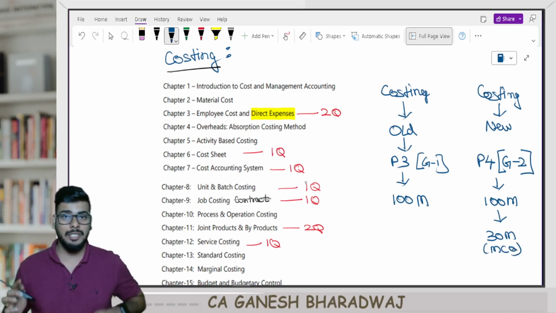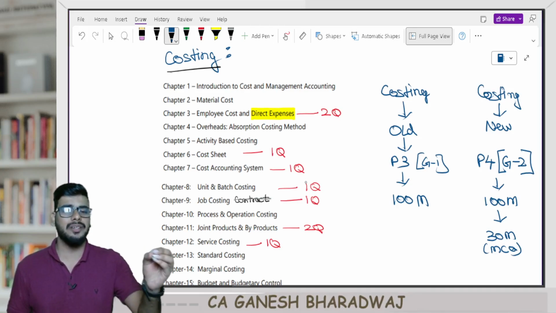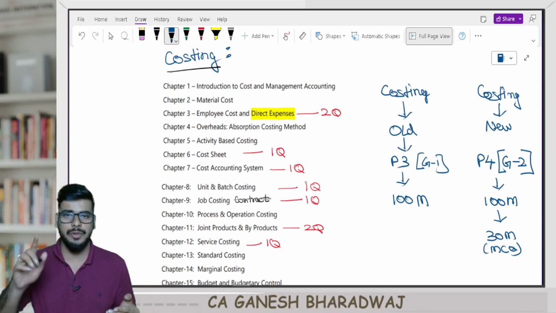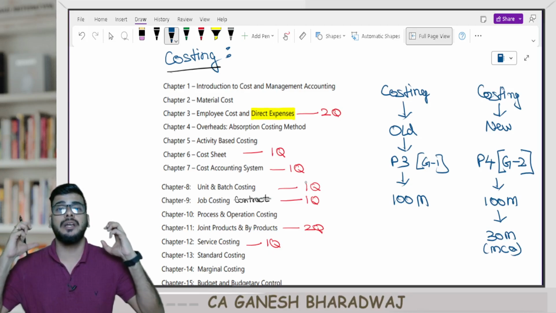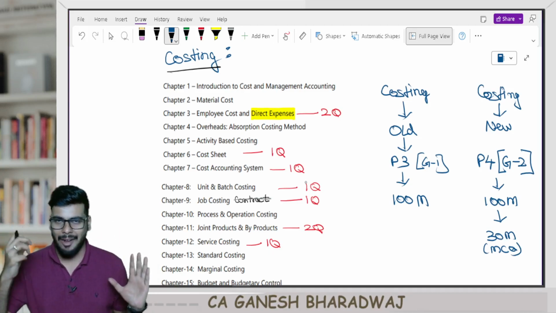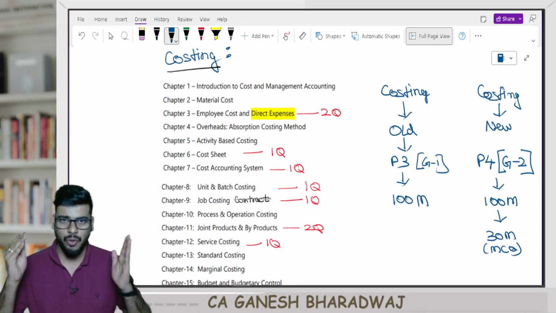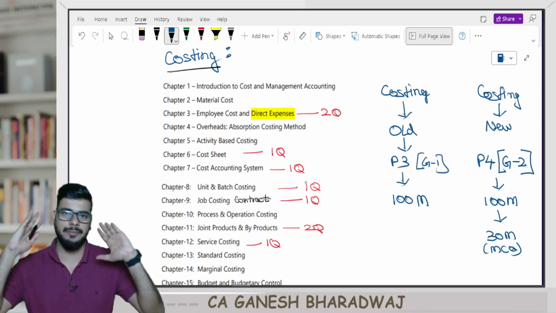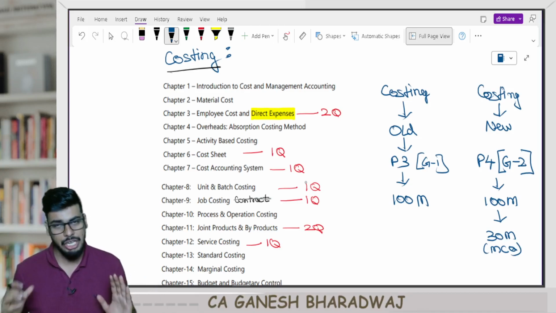These 30 marks of multiple choice questions will not be as simple as defining cost, with 4 options where you tick one. Absolutely not. It will all be practical and completely conceptual, and obviously costing and FM are core papers in our course. So they will go in depth into the subject, testing your conceptual knowledge. Are you clear with this?